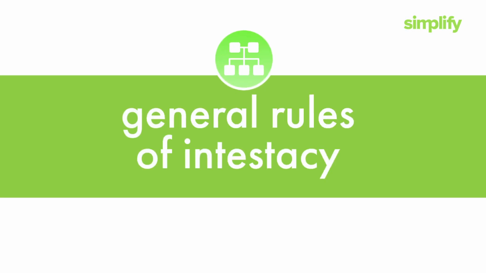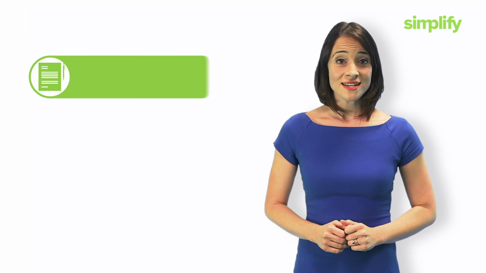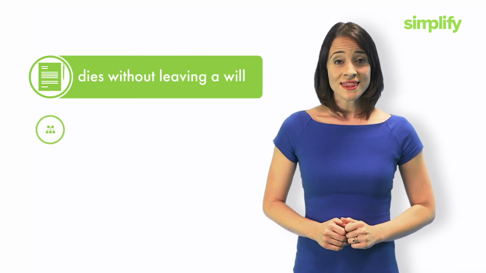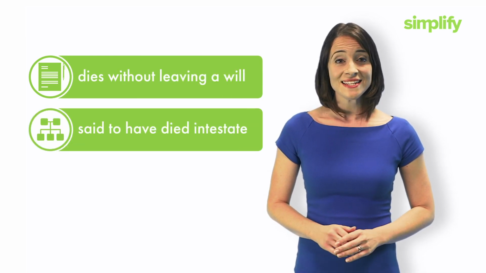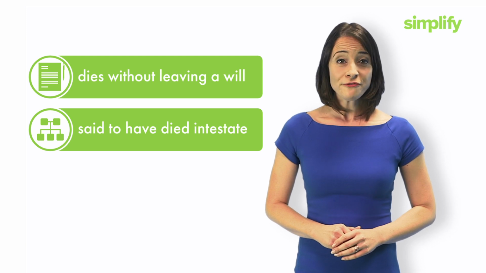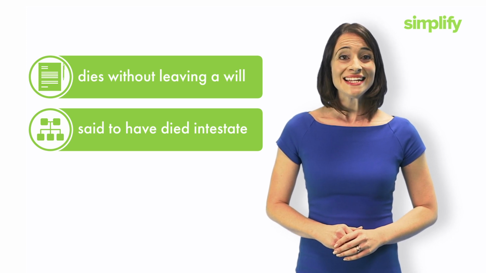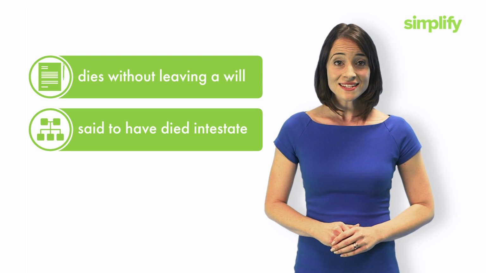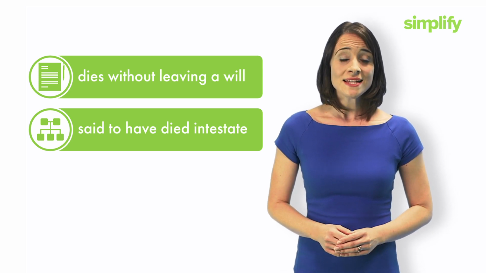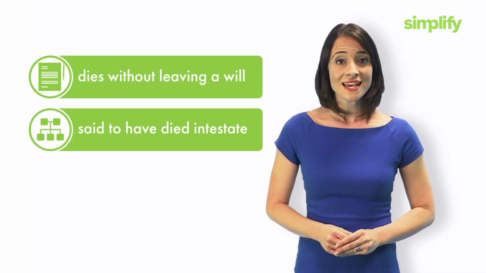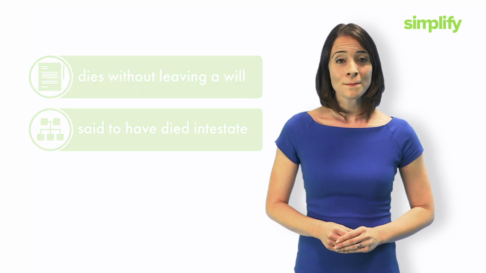General rules of intestacy. When someone dies without leaving a valid will, they're said to have died intestate. With no will to refer to, administering an intestate estate and deciding who gets what is governed by the rules on intestacy, which are set out in law.